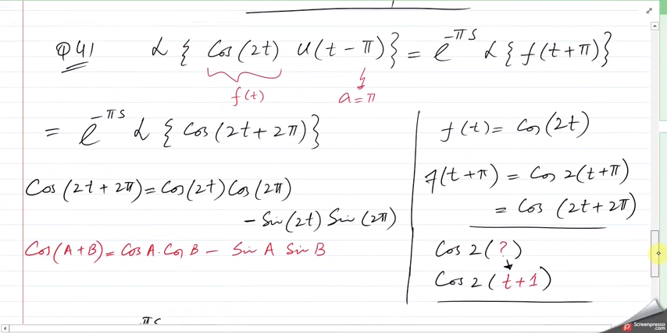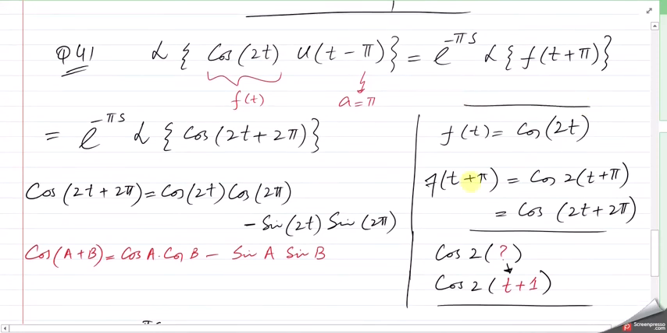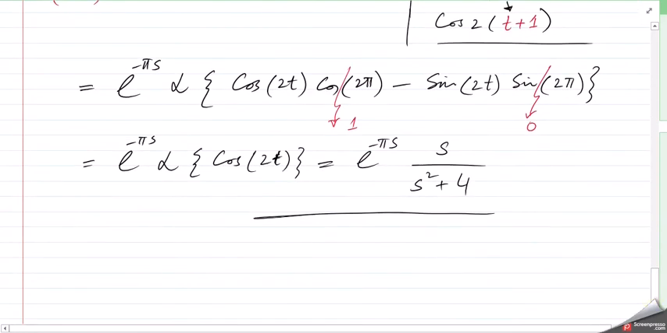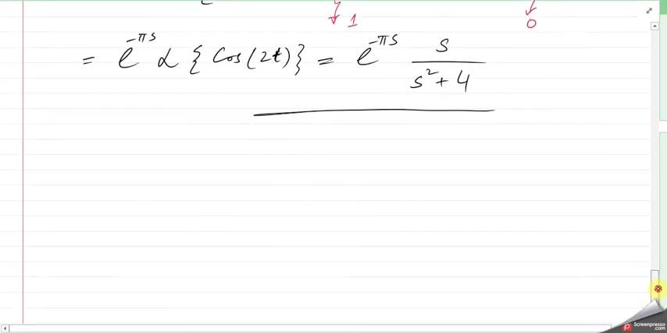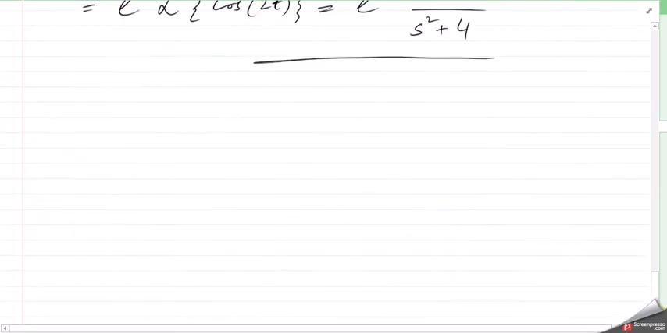So the whole story depends on calculating f of t plus pi correctly. Okay, it's the same shift we are using in the last two lectures. If you understand the shift properly, you can solve all these questions very easily. Let's do one last question on this shift. It is question number 42.